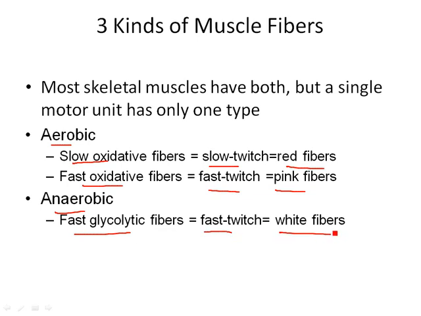So when I say aerobic, I'm talking about using oxygen for production of ATP. And if I talk about anaerobic, then no oxygen is being used for ATP. Hopefully you guys remember that from your previous lecture. If you don't, go back, watch that again, and make sure you understand the difference between aerobic and anaerobic and what that means.